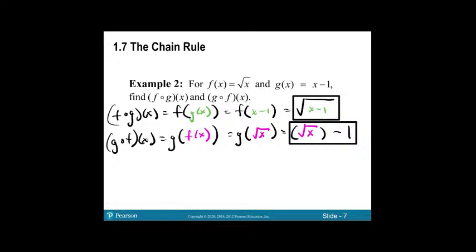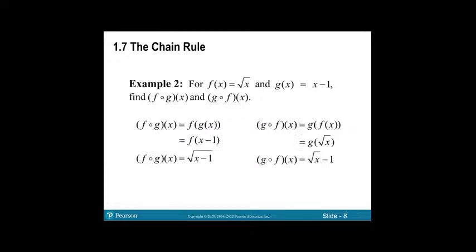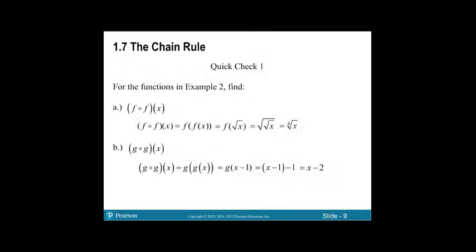G compose f, we have the square root with the minus 1 on the outside. So quick check. For these functions in example 2, f compose f, I'm going to leave those as an exercise for you. So then we have the chain rule.